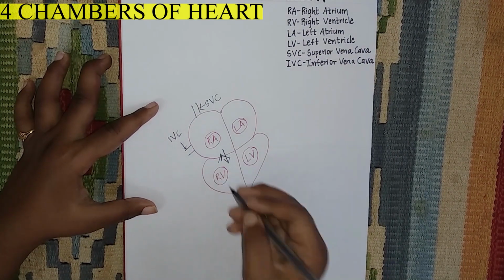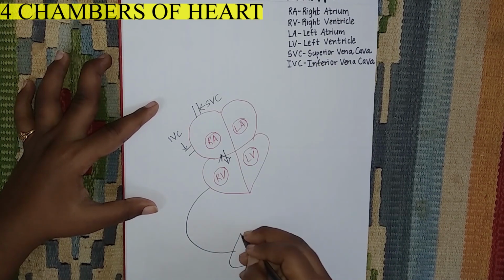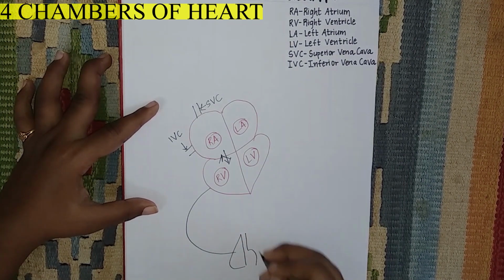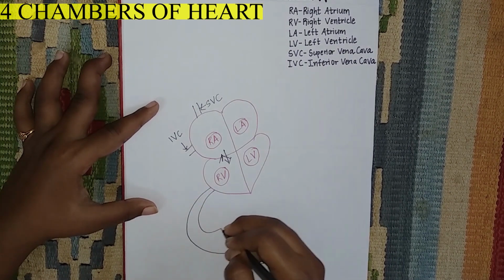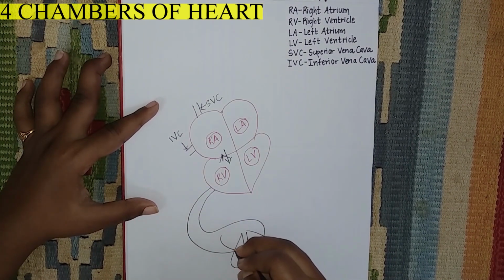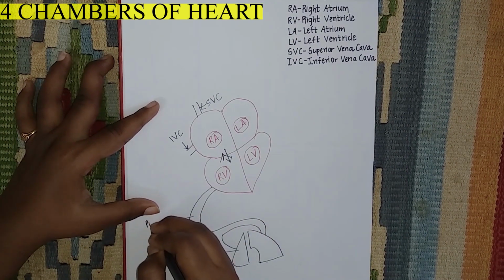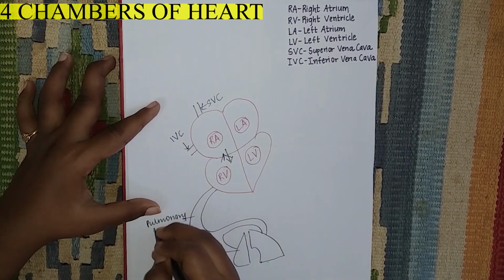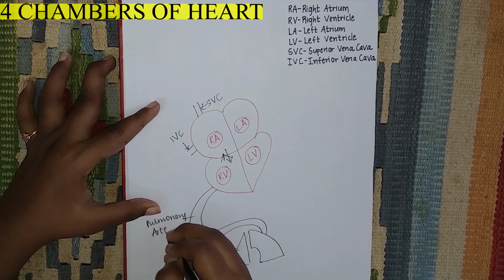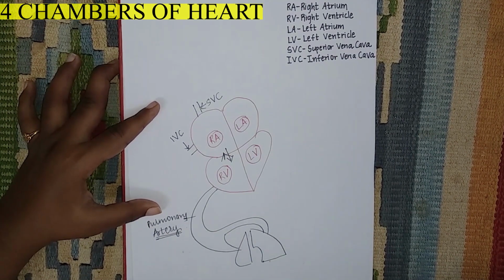The blood from the right ventricle goes to the lungs for the process of purification, that is oxygenation, through the pulmonary artery, which gets divided into right and left pulmonary artery. Pulmonary artery and umbilical artery are the only arteries in our body which carry deoxygenated blood, that is the impure blood. Rest all the arteries always carry oxygenated blood.